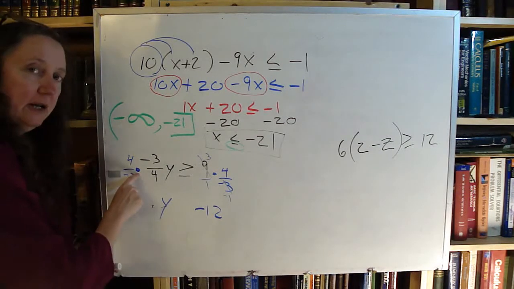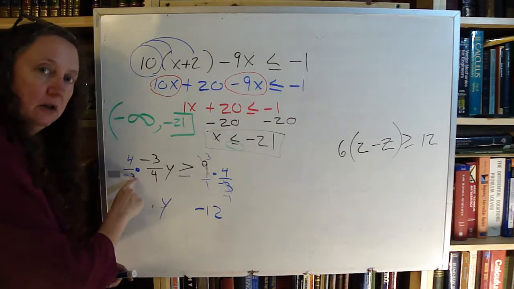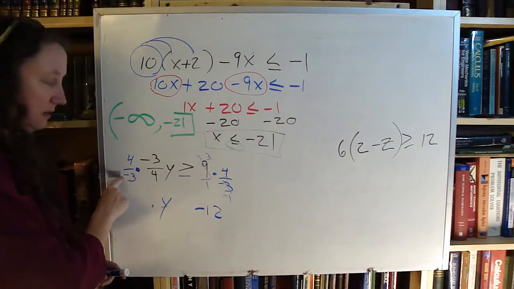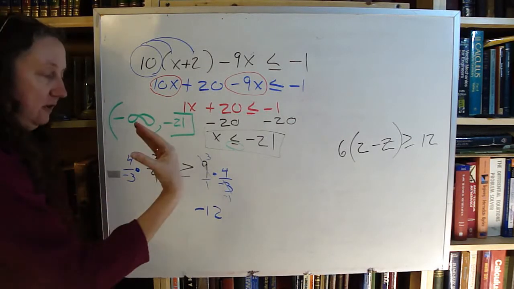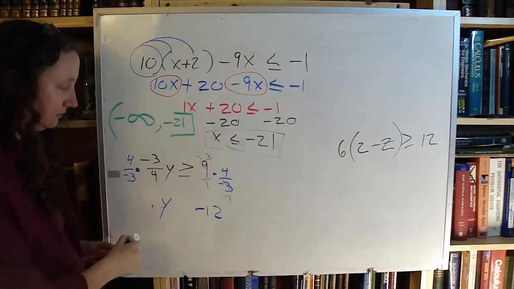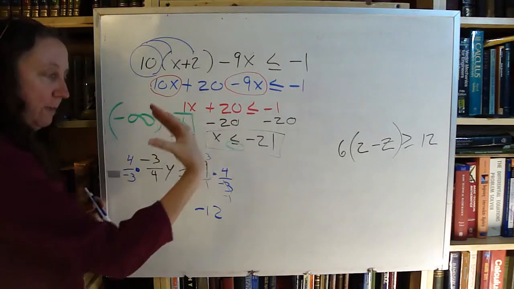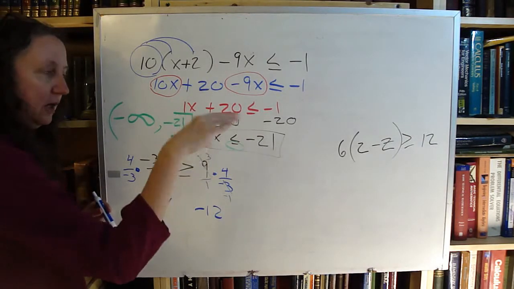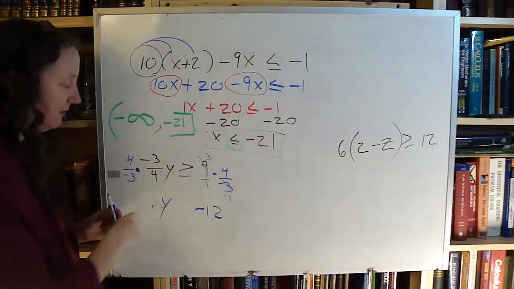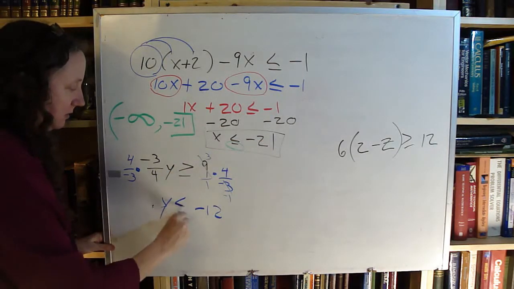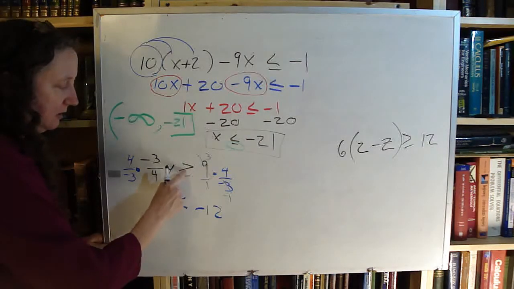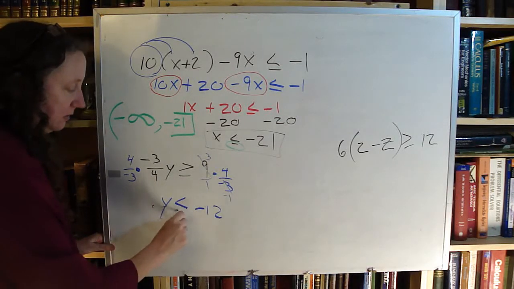Because I multiplied, I have to check. Is there a negative that I'm multiplying by? Yes. That is telling me I have to switch my sign. So the opening was towards the y. I switch my sign so the opening is away from the y. But I keep the equal to part.